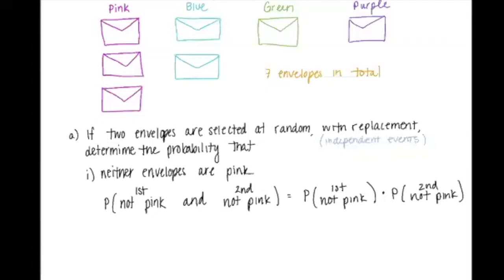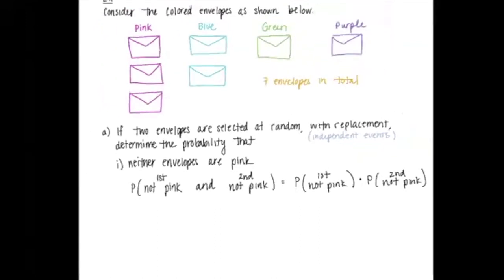Okay, sorry about that. All right, so we've got this first draw of the envelope. We want to guarantee we get something that's not pink. So if I get blue, if I get green, or if I get purple, I'm good. So I have a 4 out of 7 envelope chance of getting something that's not pink. Now I've picked that envelope that's not pink, looked at it, put it back in the bag. So everything is still a possibility. So again, my probability the second time I get something not pink is 4 out of 7. So we multiply those, that gives us a 16 out of 49 chance of picking 2 envelopes in a row that are not pink.